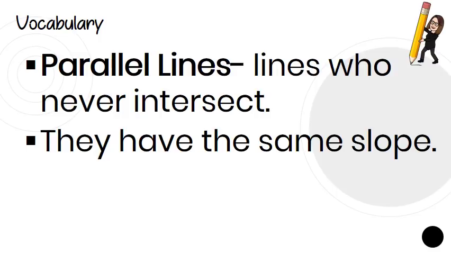A key feature about parallel lines is they have the same slope, which makes sense because they're both increasing or maybe they're both decreasing. They run alongside each other is another way to think of it. Therefore, they have to have the same slope.